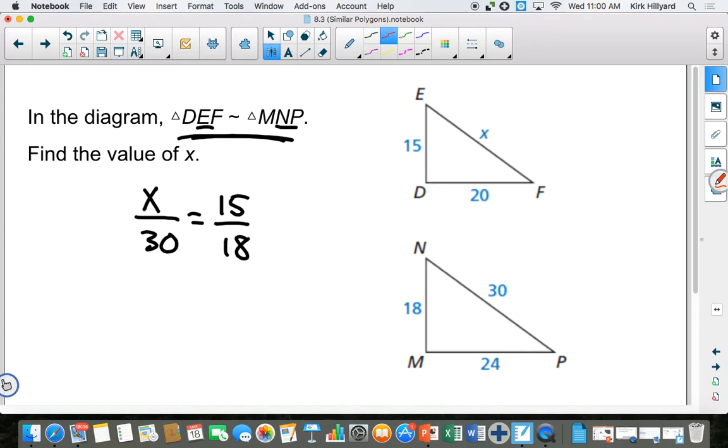or you can look at it like this. Notice that both things that I have on top are from the same triangle, and both things that are on the bottom are from the same triangle. That's another way of looking at that.